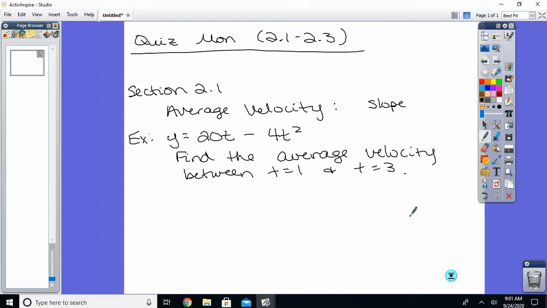Well, average velocity is just asking you to do slope. To find slope, you need 2 points. So what do we have to do? Plug in the t's. If I put in a 1, I get 20 minus 4, so that's 16. If I put in a 3, 20 times 3 is 60. 3 squared is 9 times 4 is 36. 60 minus 36 would be 24. And then we just do the slope between those.